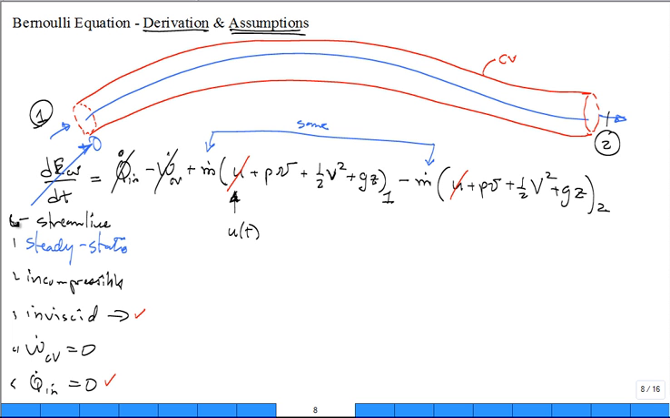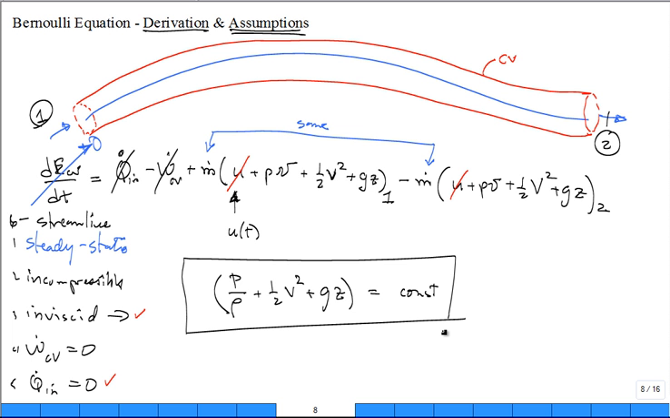It's along a streamline. What we get is that the pressure divided by the density plus 1/2 V squared plus gz from inlet to exit is equal to a constant. And that is Bernoulli's equation. What is this a statement of? Well, we started with the conservation of energy statement, didn't we? So I think a great way to interpret Bernoulli's equation is that this is a conservation of energy. But what type of energy? It's the mechanical energy of the flowing fluid.